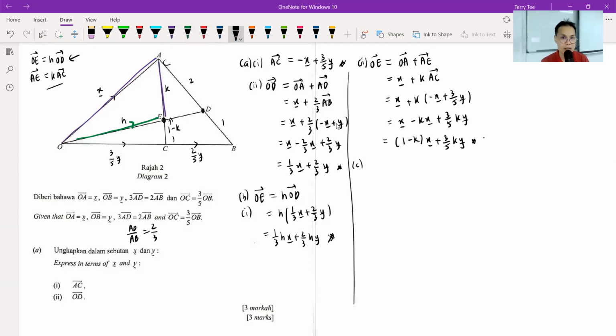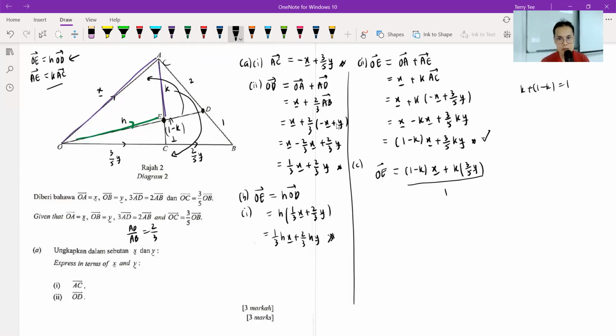If you want to use this, O to E will be, let's take 1 minus K multiply with the opposite vector. The opposite vector is X. Then I take K multiply with vector OC. Vector OC is 3 over 5 Y. Now you've got to divide by the total. What's your total ratio? K plus 1 minus K is just 1. So can you see this is actually the same as the one above? It's a lot faster, right?